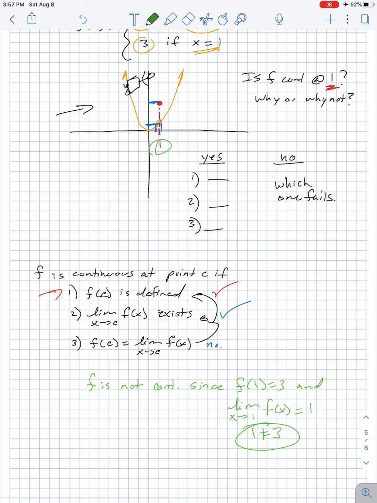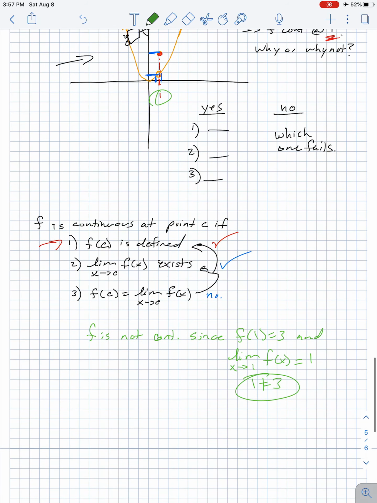So there are several homework questions where it's asking where does this fail, and you can navigate through those. You can either graph them or you can just calculate the limits.